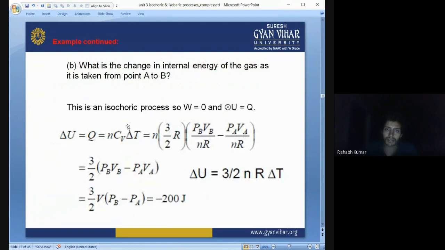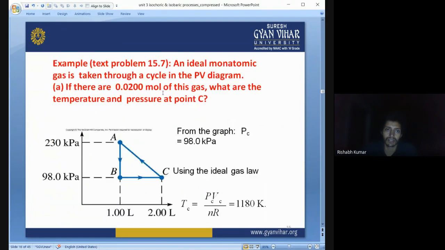So the next part of the question is, what is the change in internal energy of the gas as it is taken from point A to B? Because A to B is an isochoric process. Isochoric means change in volume is zero, so there is no work done. So all the energy that is being transferred between the system and the surrounding is equal to the change in internal energy, right?